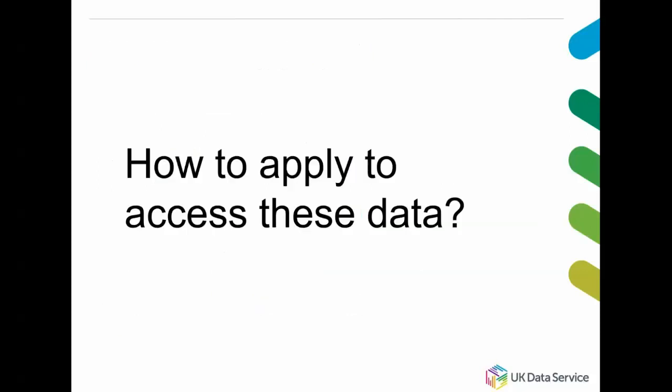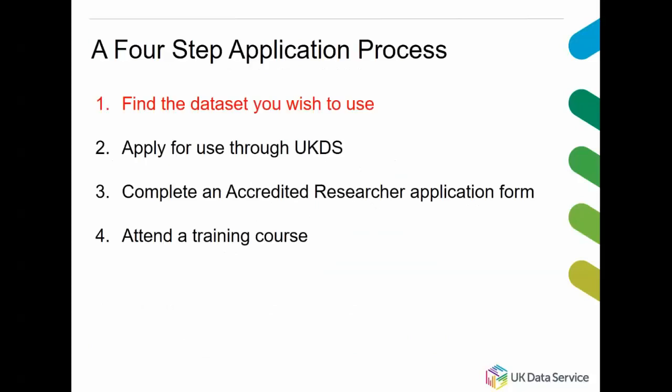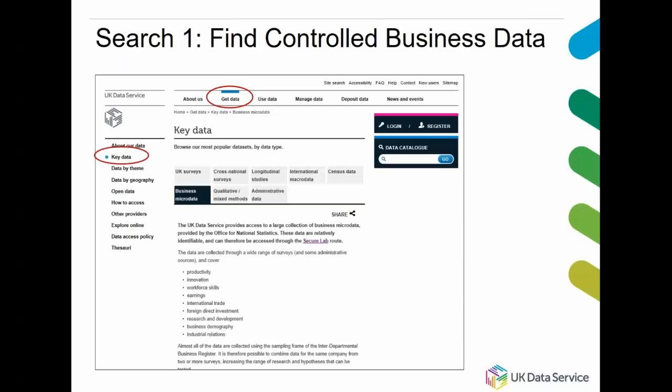Now, how to apply to access these data? It is a 4-step application process. So first you find the data set you wish to use. Then you apply for using the data via us, via the UK Data Service. Then you complete an accredited researcher application form, and fourth, you will need to attend a training course.